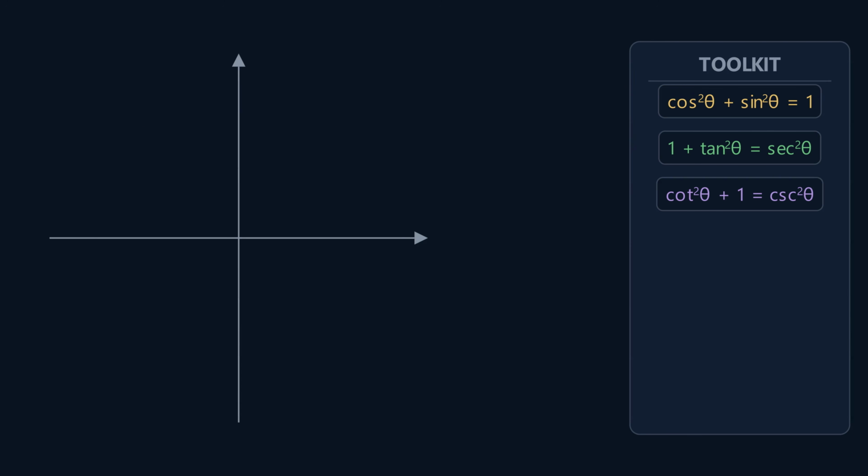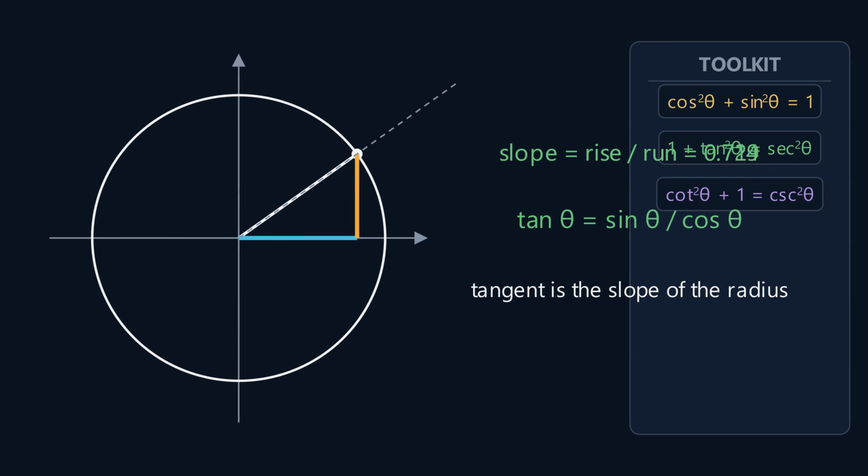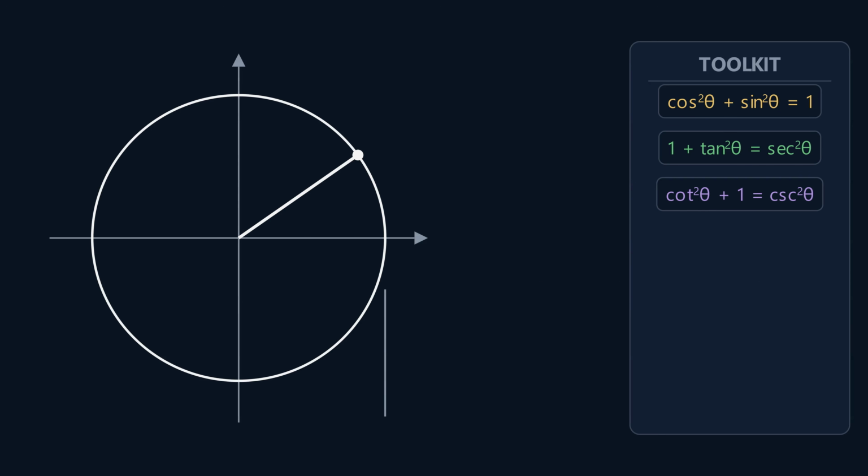So where is tangent on this circle? Sine is a vertical length. Cosine is a horizontal length. Tangent is sine over cosine, which is rise over run. Which is slope? The tangent of the angle is exactly the slope of the radius line. But tangent also has a picture of its own, and it explains the name.